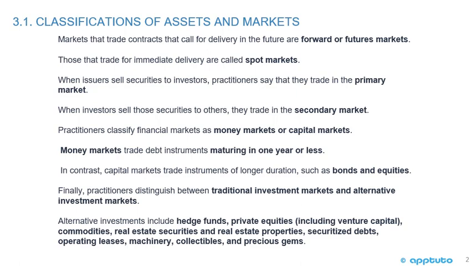Finally, practitioners distinguish between traditional investment markets and alternative investment markets. Alternative investments include hedge funds, private equities including venture capital, commodities, real estate securities and real estate properties, securitized debt, operating leases, machinery, collectibles, and precious gems. Okay, so what pops out in that list that's very important is that real estate securities and real estate is considered by the CFA Institute to be an alternative investment.